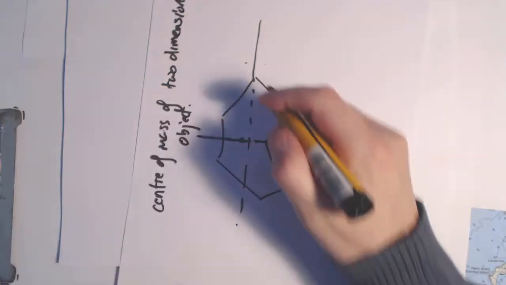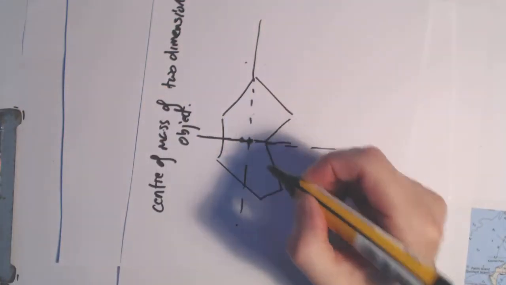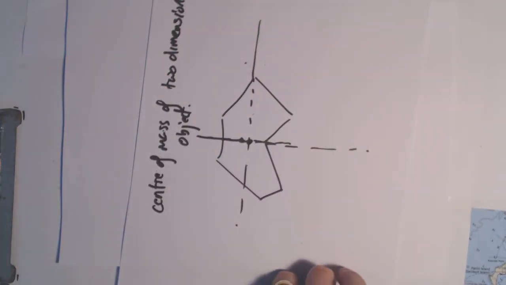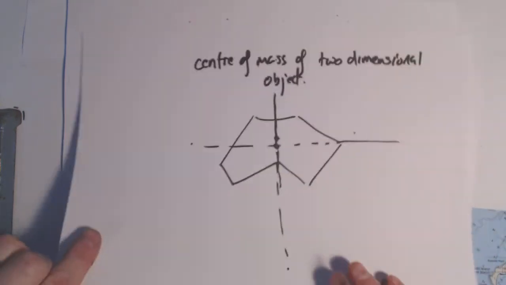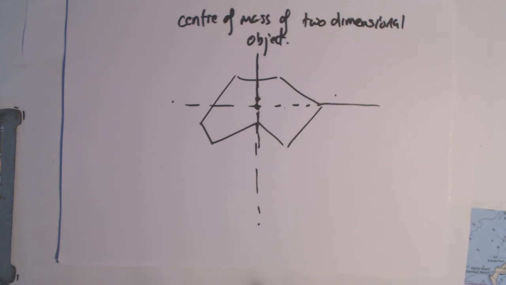Then if we turn the whole object round and hang it again by another string, it will then move again, and we could draw the line, and the intersection of the two lines will give you the center of mass. It's just a nice little tricky thing that you can do for finding the center of mass of a two-dimensional object. Hopefully I'll show you that in class.